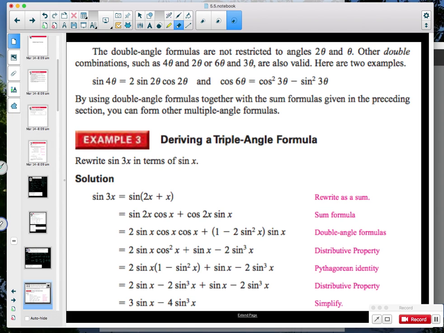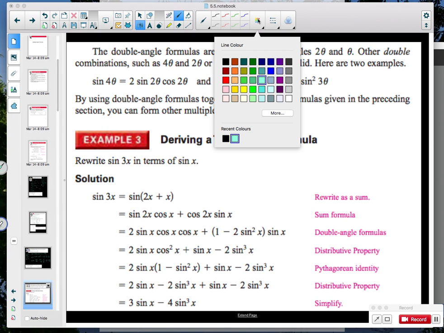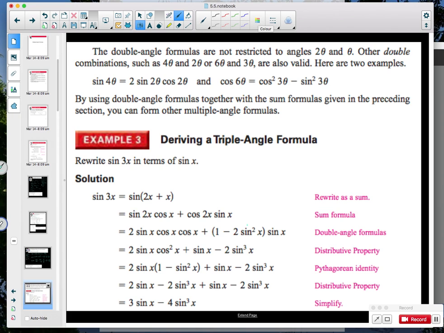I want you to pay attention to something. If you watch this again and again, I want you to pay particular attention to this spot where we decided to use the sine version for cosine 2x. The reason is so I can multiply by sine. That's an intelligent thing that you can do there. So let's go to the next step. You have 2 sine x cosine squared x plus, by the distributive property, sine x minus 2 sine to the third power of x.